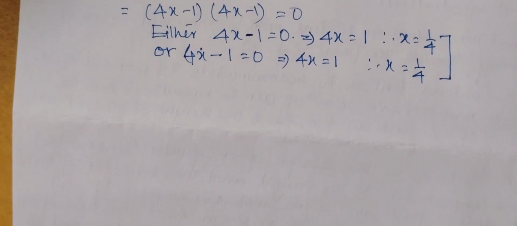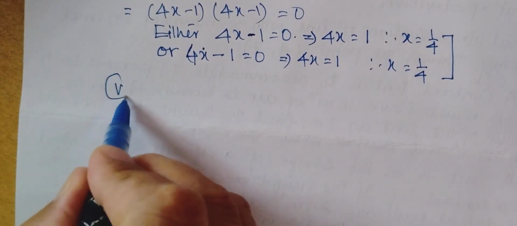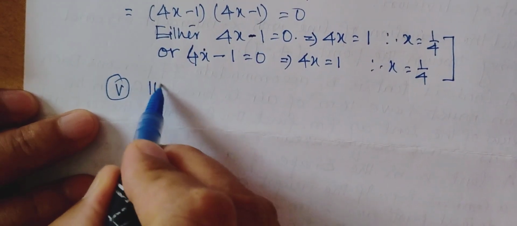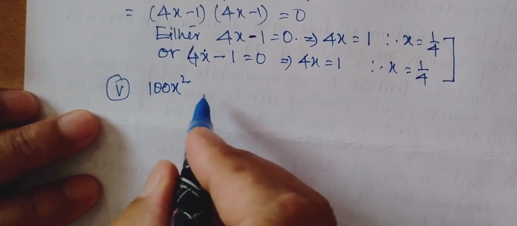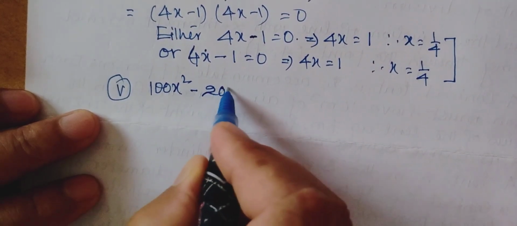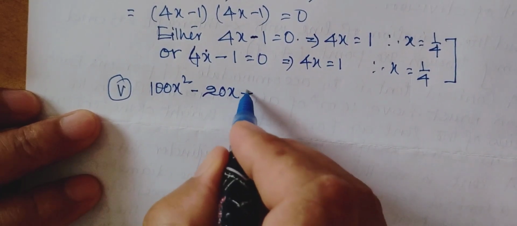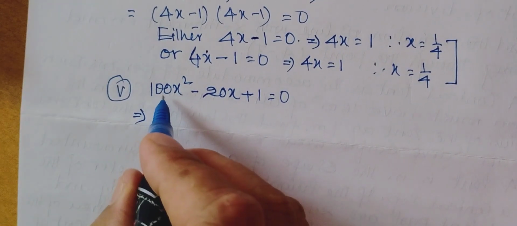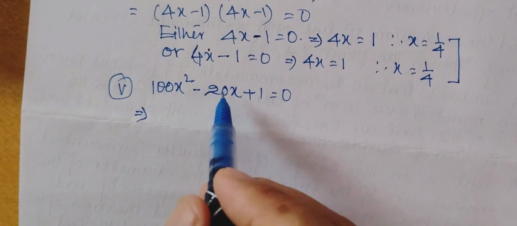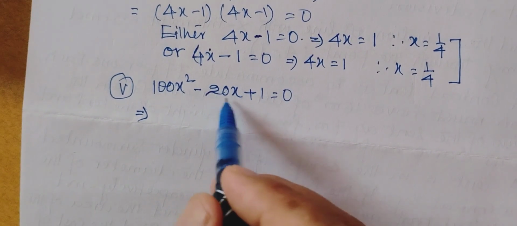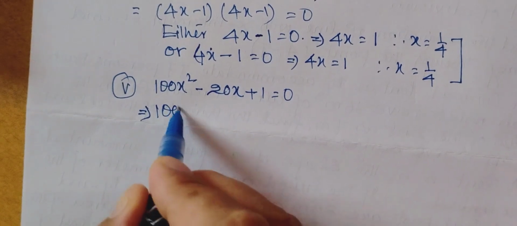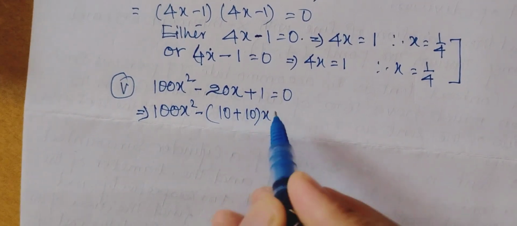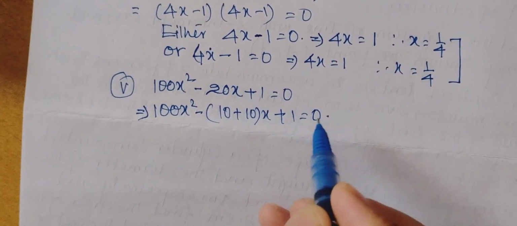I do hope you are clear. So question number 5, last, that is question number 5. It is given in your book in this way: 100x square minus 20x plus 1 equal to 0. So do the middle term factorization. So this is your a and this is your c. 100 ones are 100, so 10 tens are 100, 10 plus 10 is your 20. So we are doing this same thing, x square minus 10 plus 10 into x plus 1 equal to 0.